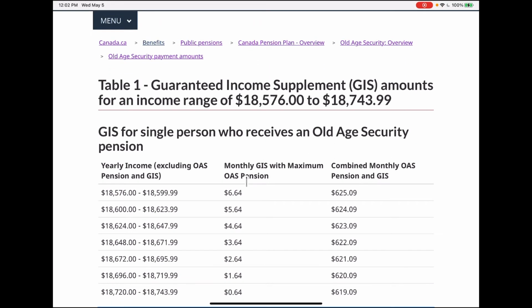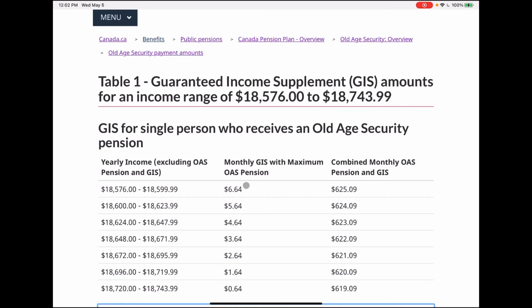So you can get a pretty good idea. I would suggest if someone really wanted to get a fair idea of how much money they will receive from the government in retirement, going to Canada.ca and checking out some of these charts can give you a pretty good idea of what you can expect to get from the government. And I know in previous videos I've talked about the guaranteed income supplement and how that's affected by your income. But to go back again and talk about the tax-free savings account.